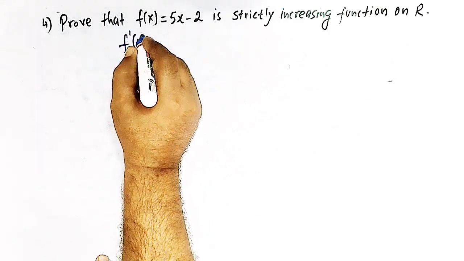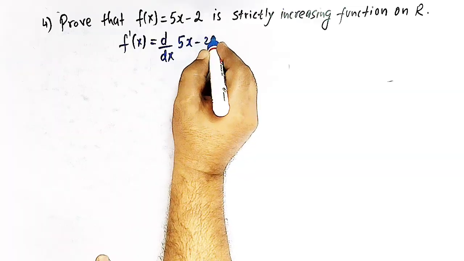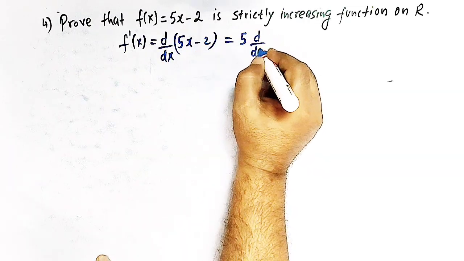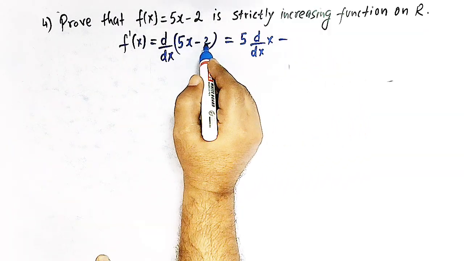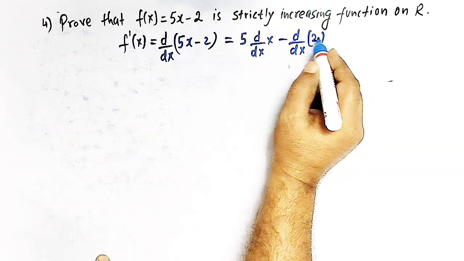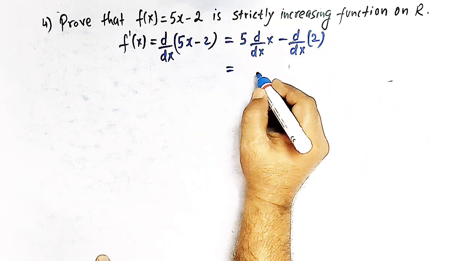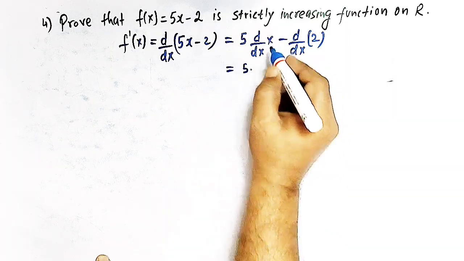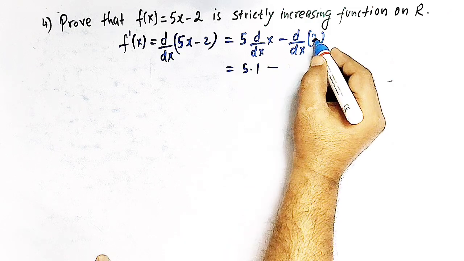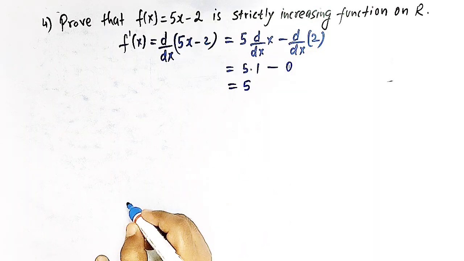So f prime of x is given by d by dx of 5x minus 2. So here we can now write 5 times the derivative of x, and the derivative of 2 is going to be 0, because it is a constant and the derivative of a constant function is 0. So here we have 5 times 1. The derivative of x with respect to x is 1. The derivative of 2 being a constant is 0. So here we have simply 5.